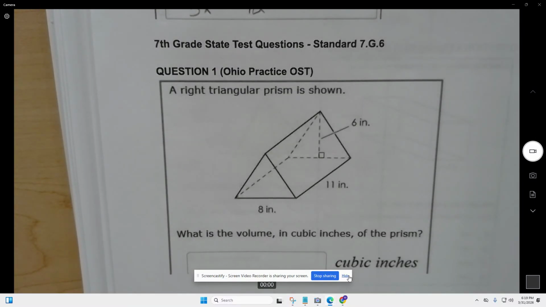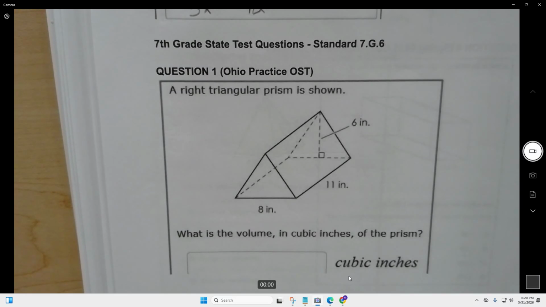Today we are talking about standard 7.G.6. This is the last geometry standard numerically. So let's hop right in. This has to do with volumes and surface areas.